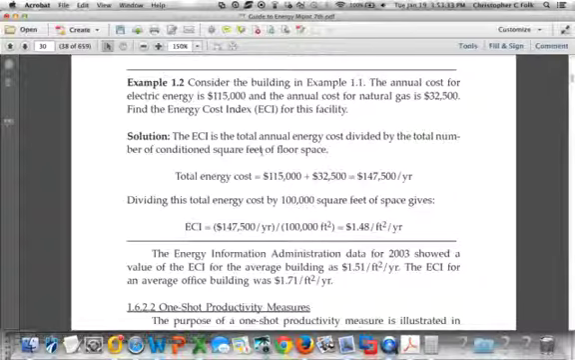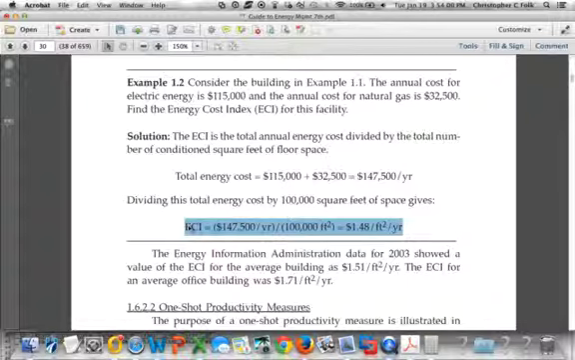All right, so in this example, when we add the two together, we come up to 147,500. And when you divide that by the 100,000 square feet, we can see that the answer comes out just like this. So it comes out to be $1.48 per square foot per year. All right, so that's nice to know. So we could use a calculator to figure this out.